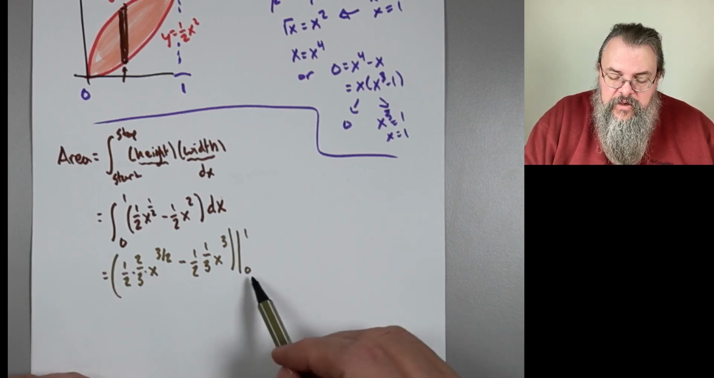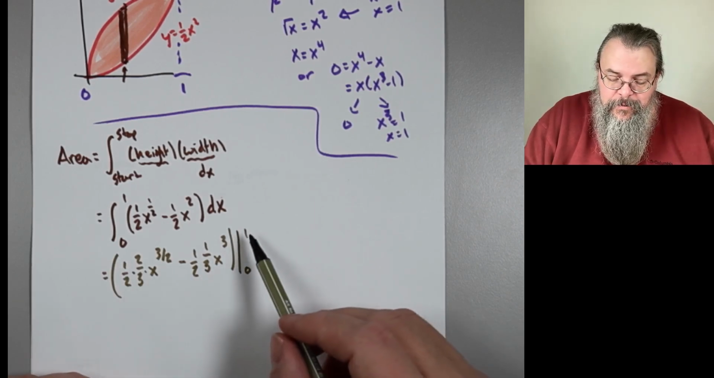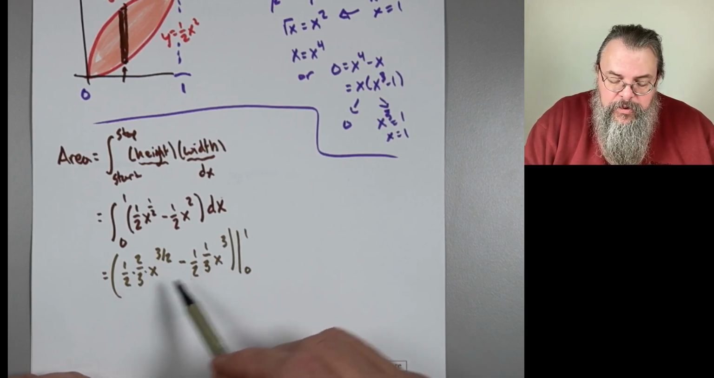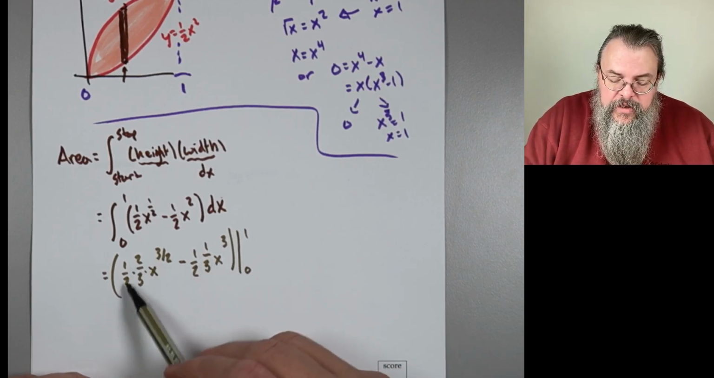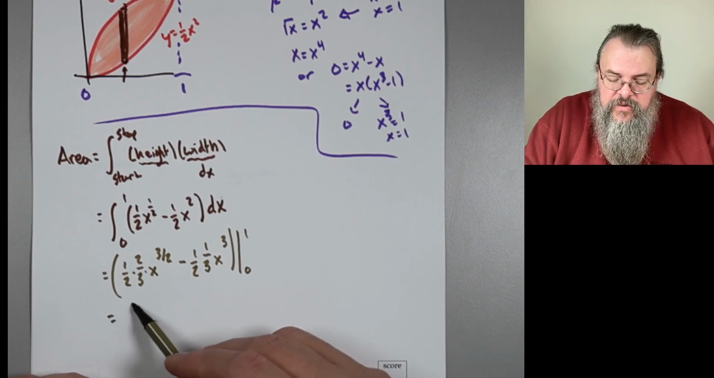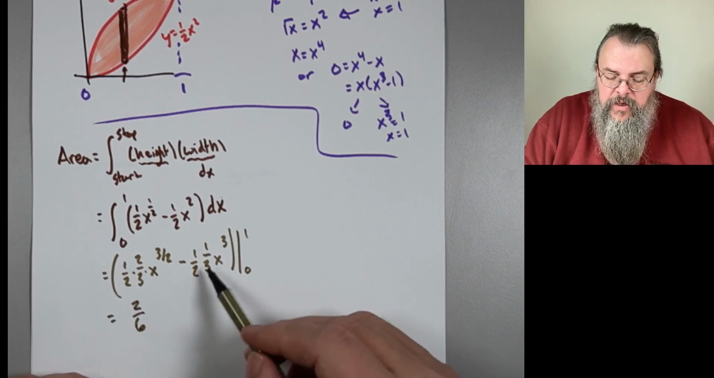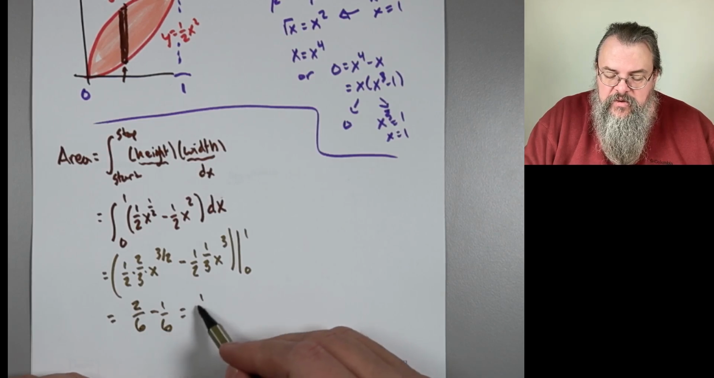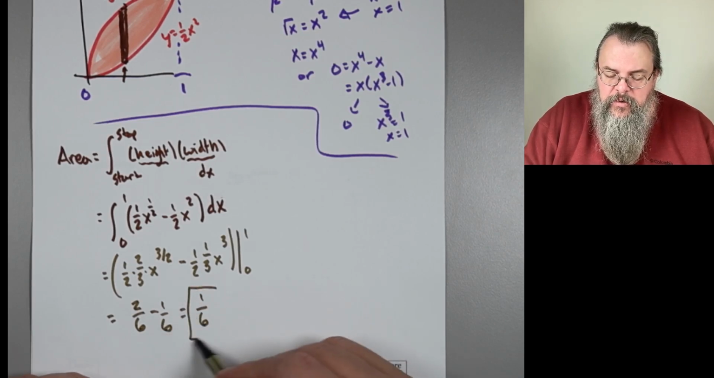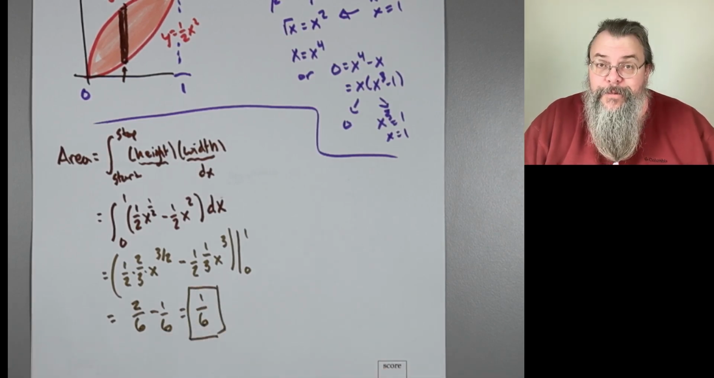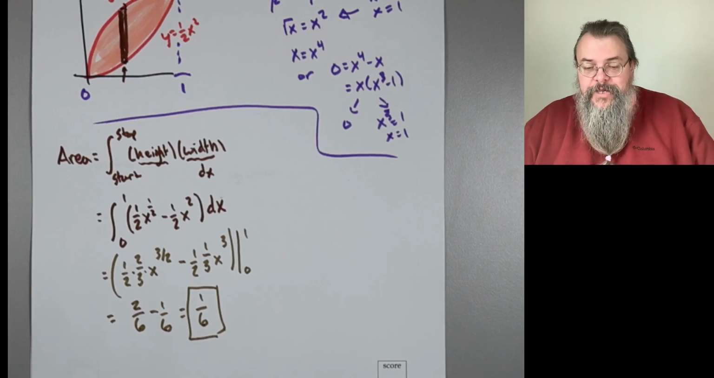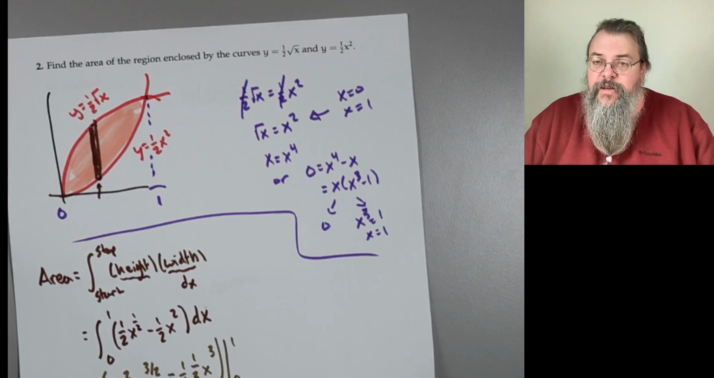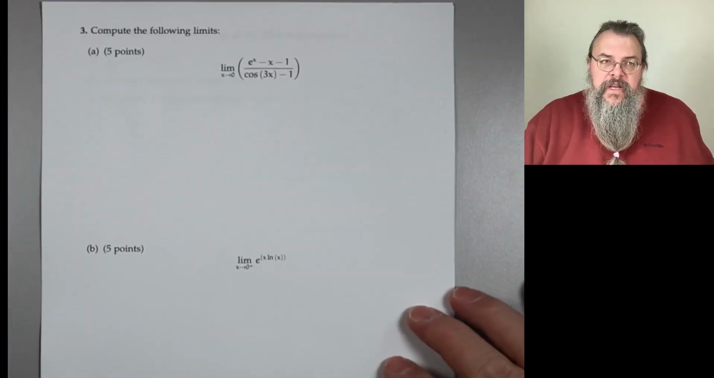When you plug in 0, good news, 0. Plug in 1, well, 1 and 1. So what do we really have here? We have a half times 2/3, which is 2/6, minus a half times 1/3, which is 1/6. If you put those together, you end up with an area of 1 over 6. That's the area of the region, which means we're done with number 2. Good. Let's keep moving on to our next problem.